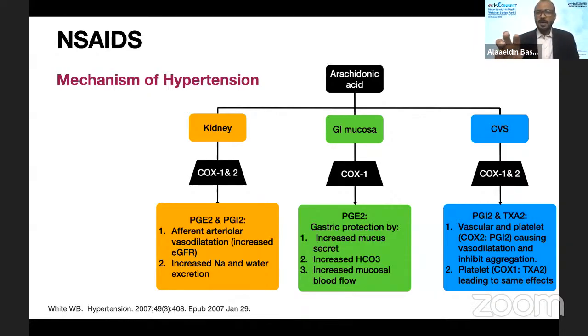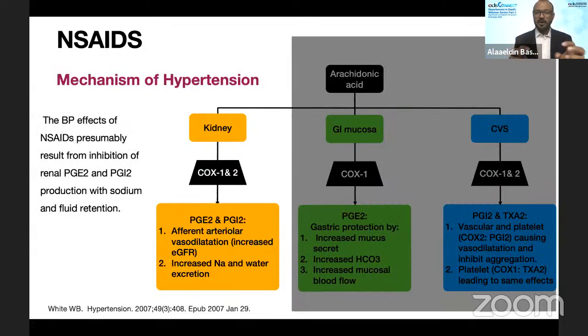Now, again, I'll just take you to how it causes hypertension. From arachidonic acid, the effect of arachidonic acid is on different organs. It causes renal protection, GI mucosa protection, and cardiovascular protection. When we look at the kidney only, it acts through cyclooxygenase 1 and 2. And cyclooxygenase 2, specifically, what does it do? It causes, as I said, afferent arteriolar dilatation, increasing the blood flow to the kidney, and at the same time, it increases sodium and water excretion. So you get rid of sodium and water. When you use non-steroidal anti-inflammatories, you block this effect. There is no more sodium and water excretion. Hence, there is fluid retention and you get hypertension.